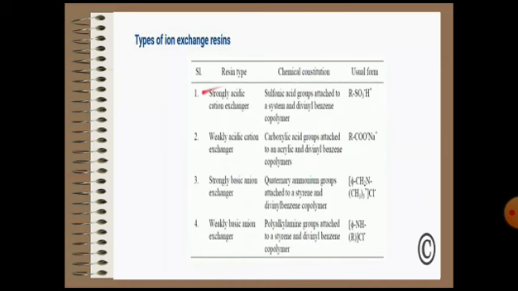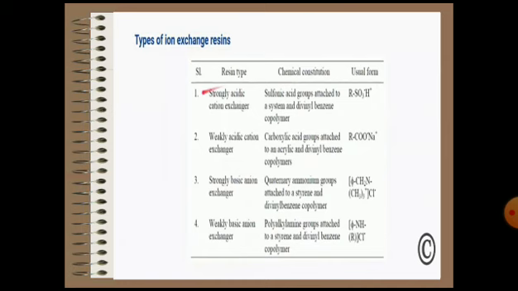Okay, so what does strongly acidic cation exchanger mean? It contains sulfonic acid groups. That's it. Strongly acidic means it contains sulfonic acid groups. Weakly acidic means it contains carboxylic acid groups. So only two things will be there in cationic exchangers: sulfonic acid and carboxylic acid.